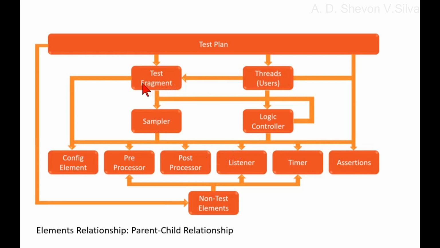And child elements of test fragments are config element, preprocessor, post processor, listener, timer, and assertions, and sampler. And child elements of logic controllers are here the sampler and config element, preprocessor, post-processor, listener, timer, and assertions. And child elements of samplers are config element, preprocessor, post-processor, listener, timer, and assertion. The non-test child elements of non-test elements are preprocessor, listener, and timer.